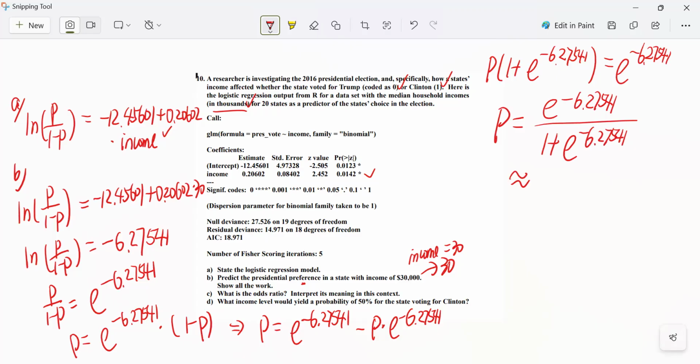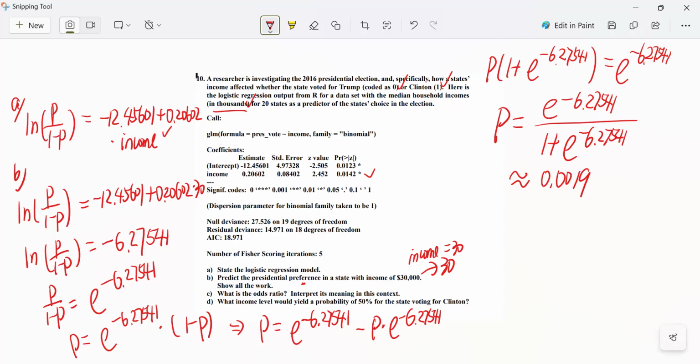Let's see what that is. Minus 6.2751 over 1 plus e to the minus 6.2751, and we get 0.0018, right? It's very, very small, 0.0019 actually. So at the 30K income level, there's only about a 0.19% chance of voting for Clinton.